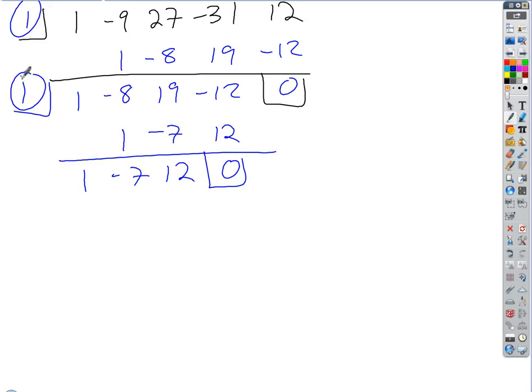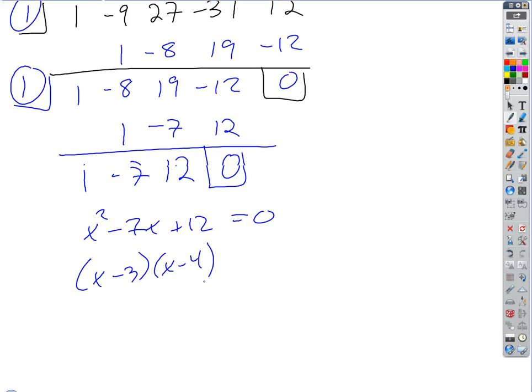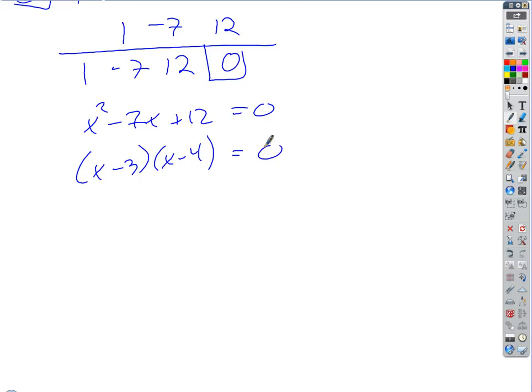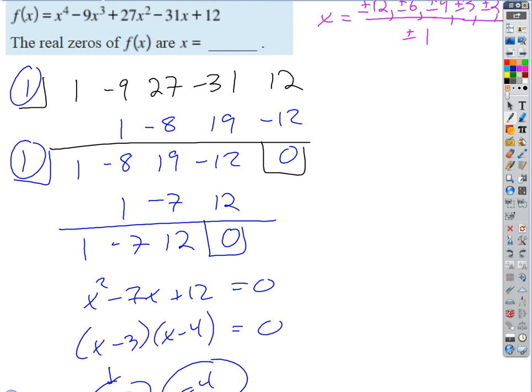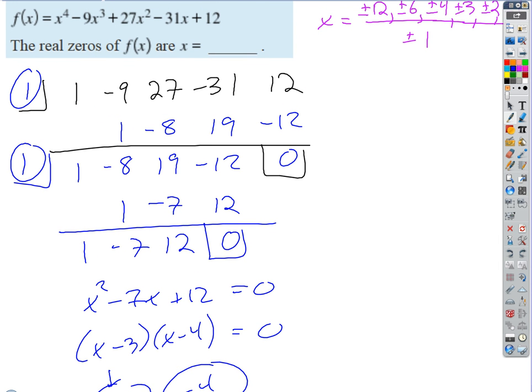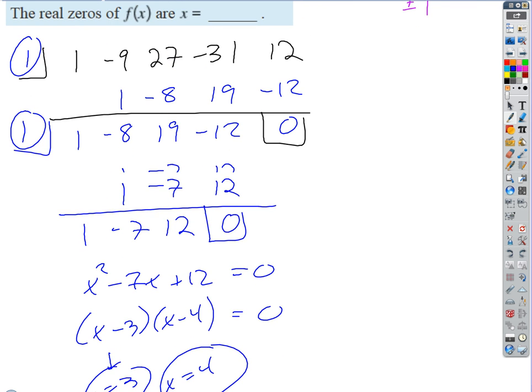Everybody see that? So we can see right now that this is going to factor into, I'm left with x squared minus 7x plus 12. And so we're going to get x minus 3 times x minus 4. And so what are my other zeros? 3 and 4. So if we wrote the whole list of zeros out, what would they be? They'd be 1, 3, and 4.